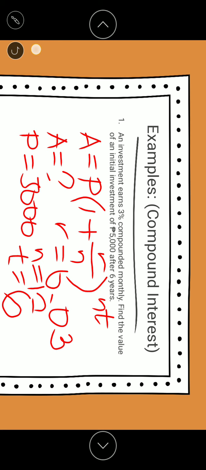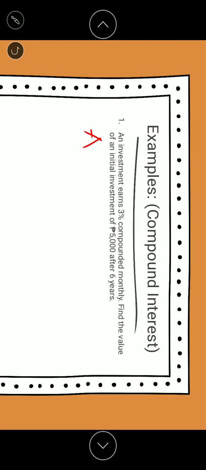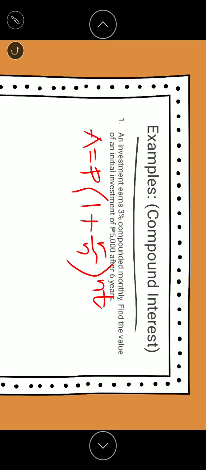First, write down again the formula, which is A equals P, open parenthesis 1 plus R over N, close parenthesis to the power of N and T. Second, substitute all the values to the formula. So, since A ang hinahanap natin, we just copy A equals. Our principal is 5,000. So, we put 5,000 here.